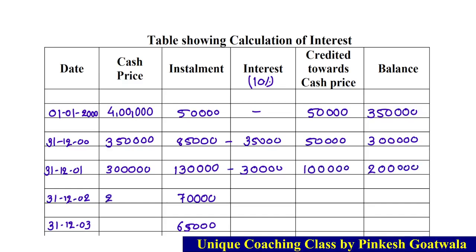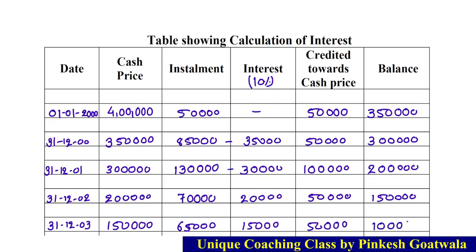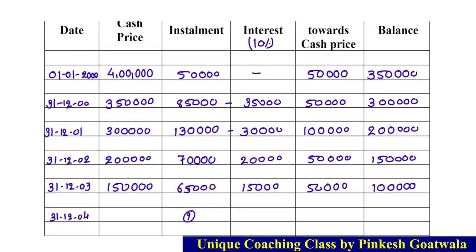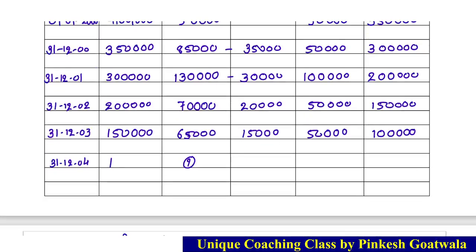2 lakh transferred here. 2 lakh at 10% is 20,000 interest. 70 minus 20 is 50. 2 lakh minus 50 is 150. 150 transferred here. 10% is 15,000 interest. 65 minus 15 is 50,000. 150 minus 50 is 1 lakh. 1 lakh will be transferred next year, and interest at 10% is 10,000.